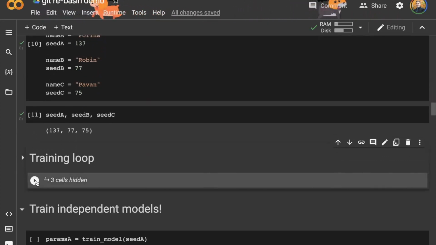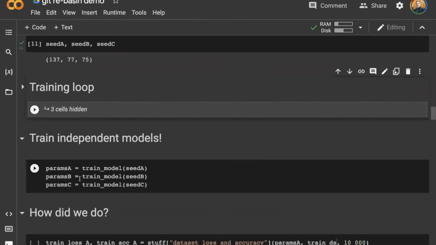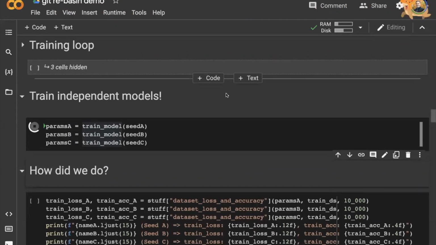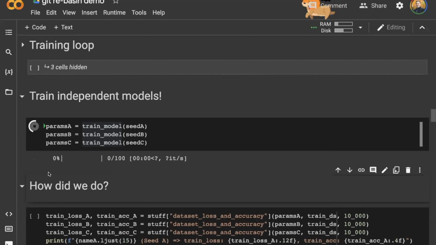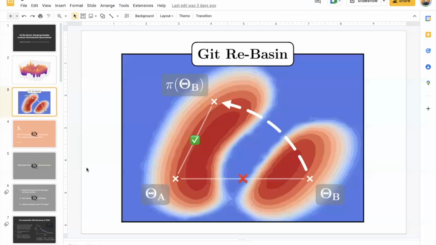Now I'm going to train three models with these random seeds. Each model is going to have a different initialization and a different batch order according to each of these seeds, and they'll be trained completely independently. So I'll run that here, and we can kick this off. All right, so that's started. While that's cooking, let's go back to the real deal.